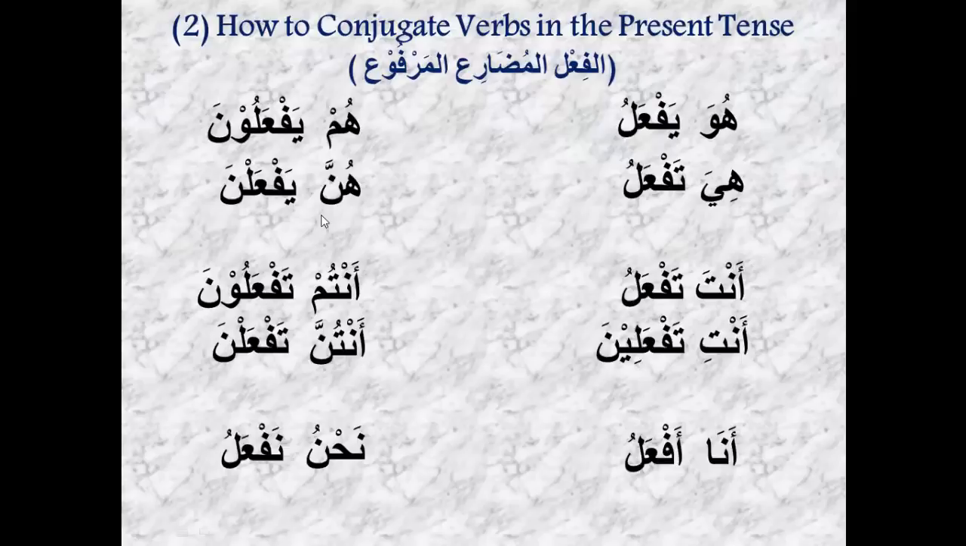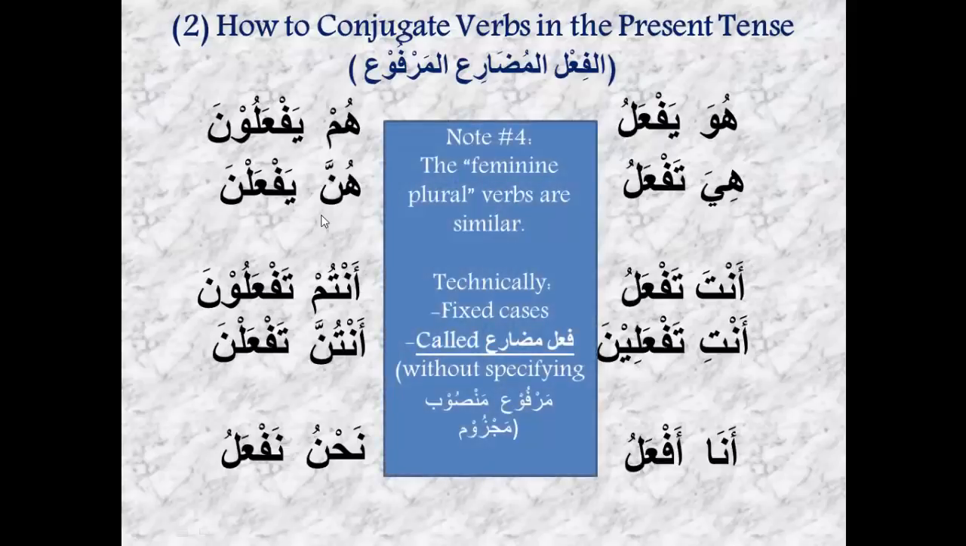Observation number 4, a final note. The feminine plural verbs are similar. By these, I'm referring to hunna yaf'alna, and antunna taf'alna. The only difference between them is the ya and the ta. Ya for third person, ta for second person. Technically, these two verbs are fixed.